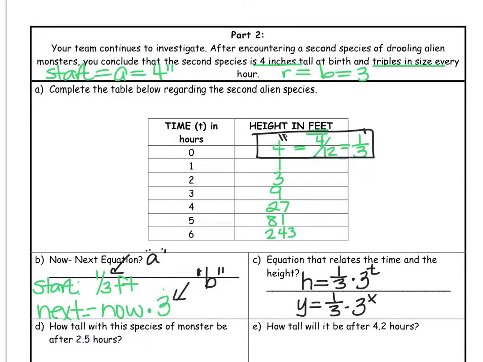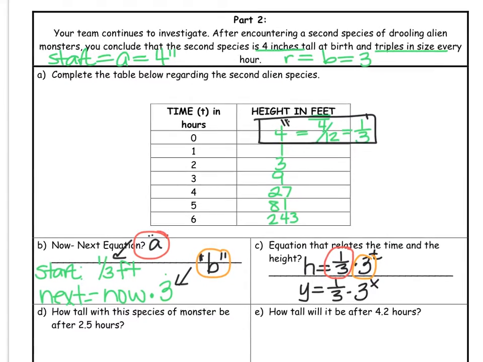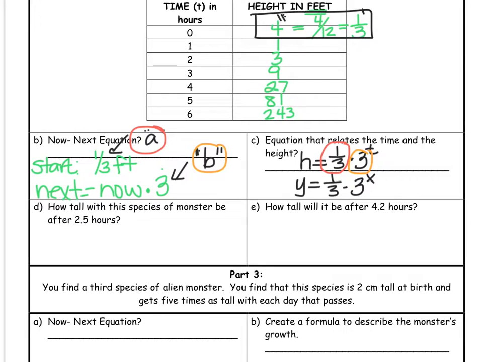So if we look at our exponential equation from before, where we have y equals a times b to the x, this is our a, this is our b, our growth rate, and x and t are the same thing. So letter D, how tall will this monster be after 2.5 hours?